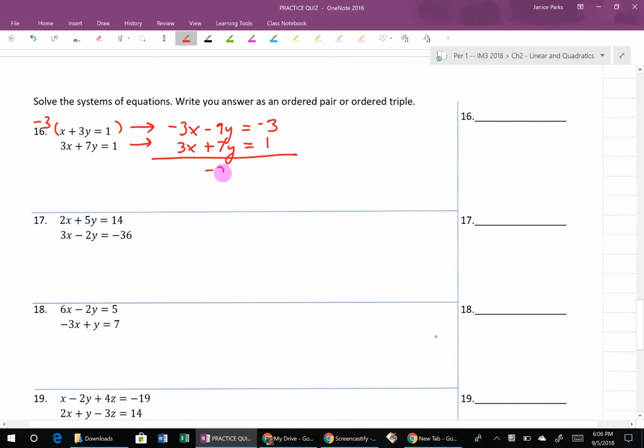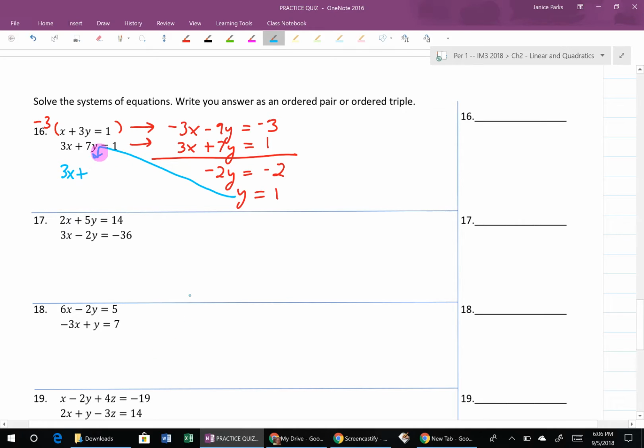Add these two together, -2y equals -2. Y is equal to 1. Then I'm going to plug that into either one of these equations. I'm going to go ahead and use this one. So 3x plus 7 times 1 is 7. Subtract the 7 over to the other side. That gives me a -6. X equals -2. Write your answer as an ordered pair.